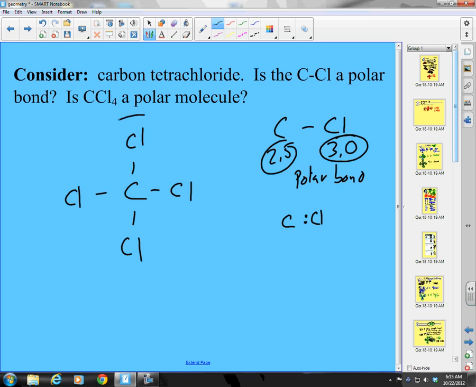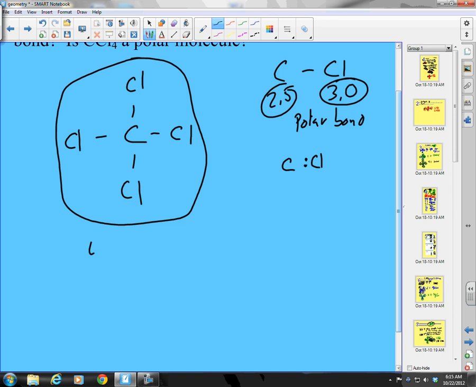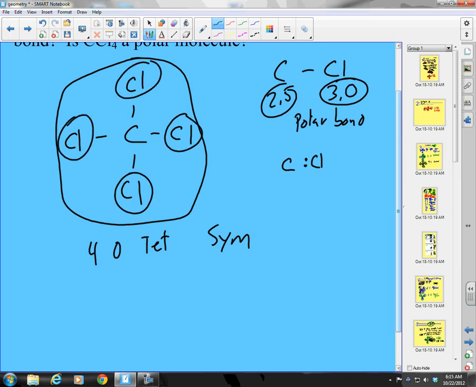But what about my carbon tetrachloride? Well, first thing we have to look at is, excuse me, symmetry. This is a 4-0. It's a tetrahedral. Tetrahedral is symmetric. Good. Next question. Do I have the same atom around my carbon? And the answer is yes.